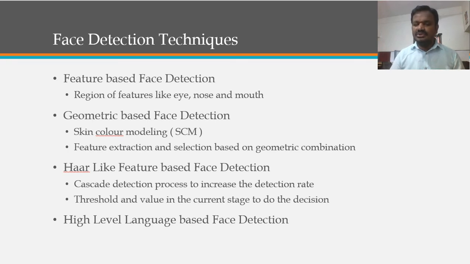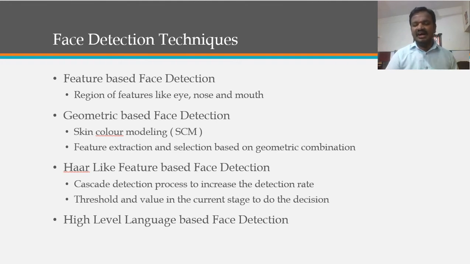We can also do geometric-based face detection, which means that based on the skin color, we can extract features and make a selection based on the geometric combination. For example, with a skin color modeling filter, if your face is very bright, it will act as a different case. If it is dark, it will act as a different case. Skin color modeling has some disadvantages.